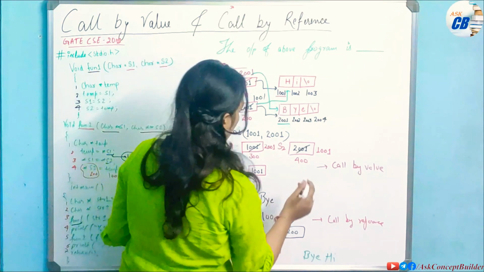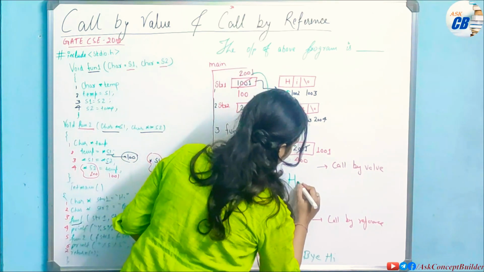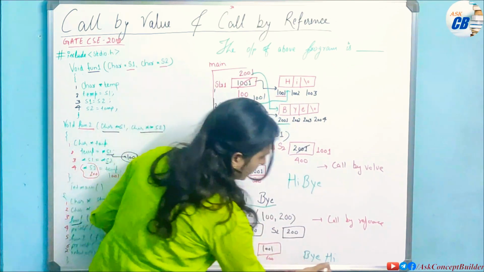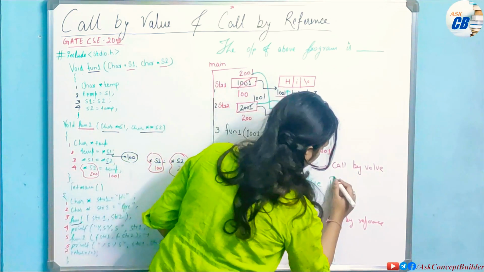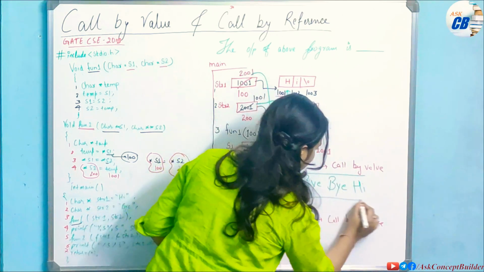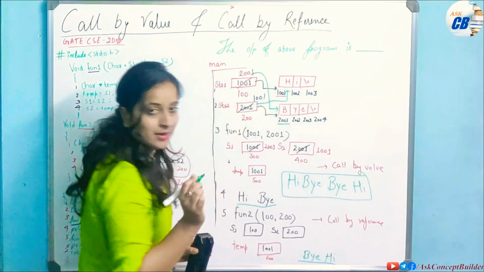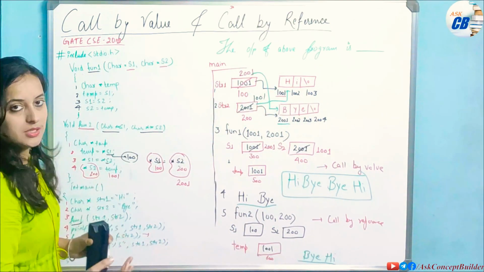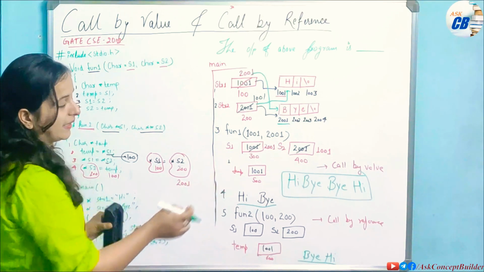So finally, what is the output? From the first print statement we got hi bye, and from the second print statement we got bye hi. So our output will be hi, bye and hi. In this way the execution of this program is completed, and your final output is this.